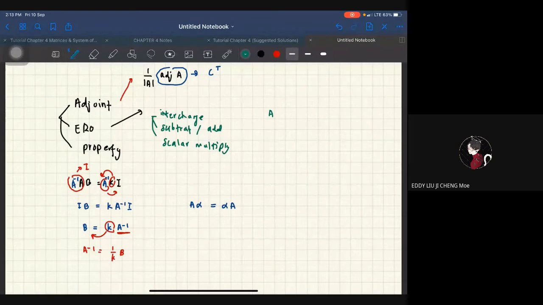Okay, so cara untuk kita tulis dia is awak akan buat A kat sebelah kiri and then awak buat satu palang and then kat belah kanan dia adalah I. Okay, so baru awak tutup bracket matrix dia.